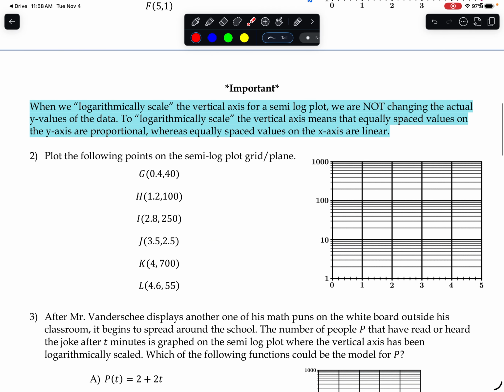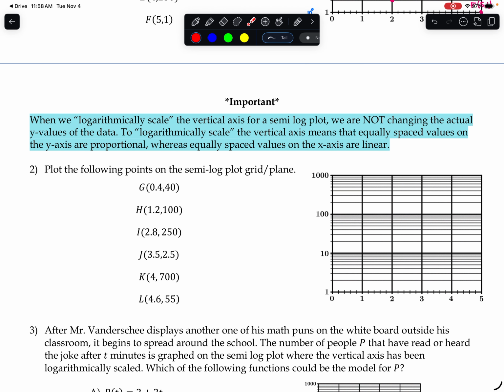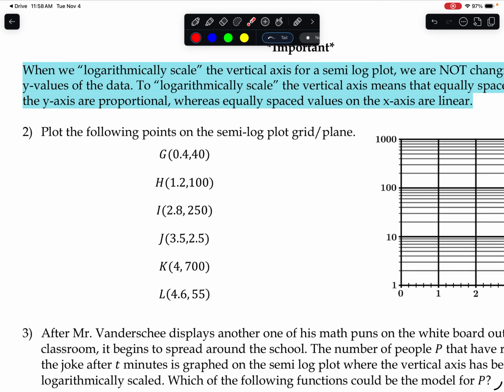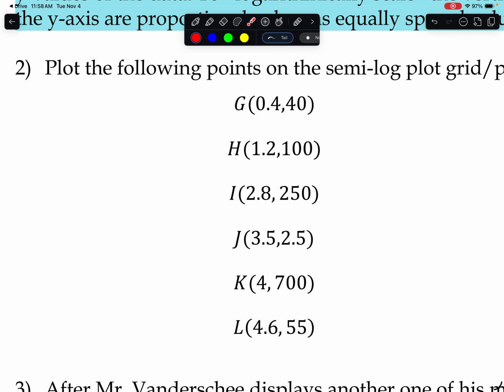So now moving on. When we logarithmically scale the vertical axis, we're not actually going to change the value. We're just going to change the way that the data is presented to you. That's kind of the big idea with what we're doing with semi-log plots. So with the second set of points, it's the same idea. It's just we're going to incorporate decimals into these values as well. That's really for the x-axis, but we can also do that on the y-axis as well.